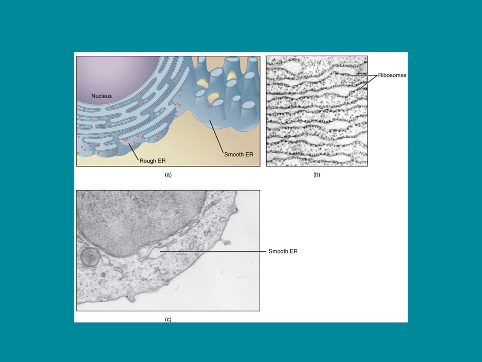And this is just showing, if you were to look on a schematic drawing, here is the rough ER. Remember, it is continuous with the nuclear membrane. It extends out from it. But you can see the little ribosomes, the little bumps on it, those are the ribosomes, versus the smooth ER that has nothing attached on the surface of it. And then these are actually pictures taken from electron microscope, and you can see all the little ribosomes attached versus here where it's not.